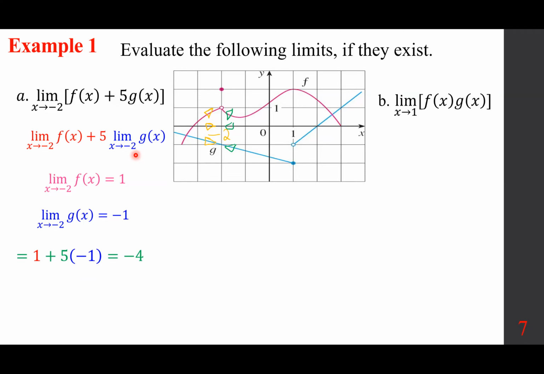We want to find the limit of f of x times g of x as x approaches 1. And again, since we are dealing with two different functions and two graphs, first let's separate them using the limit laws. And let's find each one, this one and this one. So we want to find the limit of f of x as x approaches 1, meaning we are looking at the red function. Anyone knows the answer?